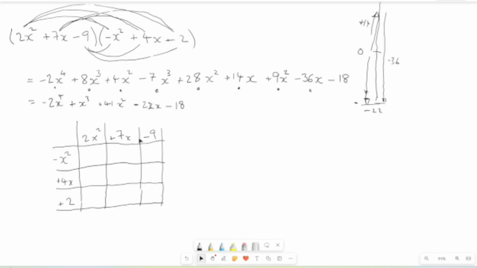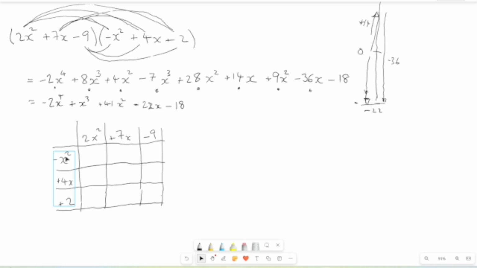I've written out the grid for this multiplication we've just done. I've put the first bracket along the top, and I've put the second bracket down the side. It doesn't really matter if you leave out the pluses here. For example, instead of writing plus 7x, I could have written just 7x, and it would be deemed as being positive just because it's not negative. But it's very important to copy the negatives in where you see them. So here I've got a minus 9. I've written the negative in here.